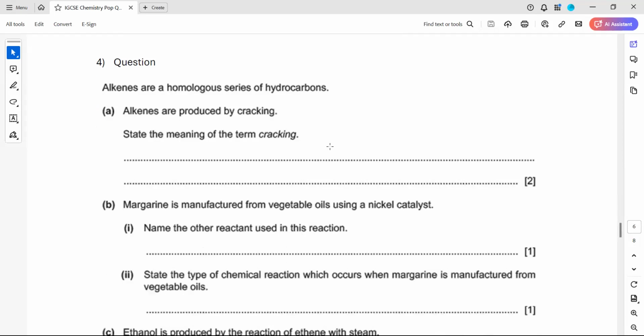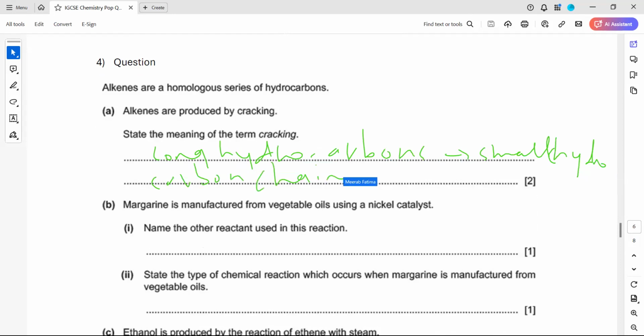Question 4 is related to organic chemistry. Alkenes are homologous series of hydrocarbons. Alkenes are produced by cracking. State the meaning of the term cracking. So cracking is a breakdown of a long chain carbon into short chain by the help of either heat or catalyst, because there is thermal cracking or catalytic cracking. So breakdown of a long chain into small, or decomposition or breakdown.